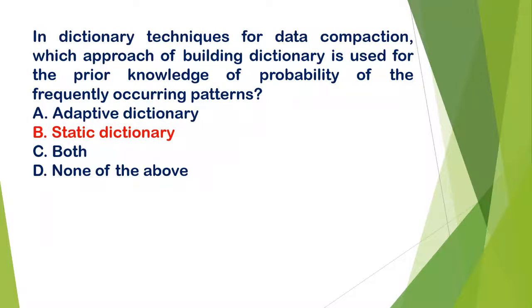In dictionary techniques for data compaction, which approach of building dictionaries uses prior knowledge of the probability of the frequently occurring patterns? A. Adaptive dictionary. B. Static dictionary. C. Both. D. None of the above. And the correct option is B.